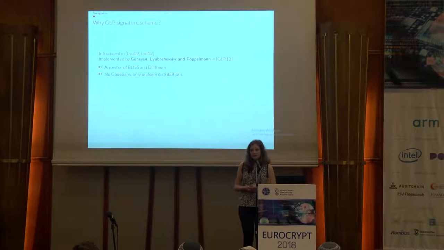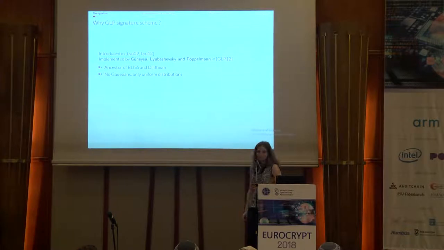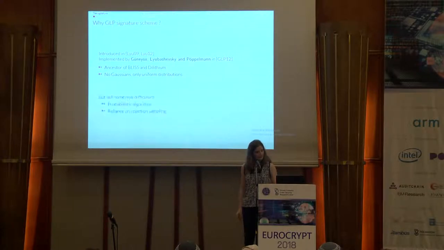Masking Gaussians can be a challenge because the sum of discrete Gaussians is not a discrete Gaussian. So as a first step, targeting a scheme which used only uniform distributions was a good idea. But still, there were some difficulties that didn't appear before. This scheme is a probabilistic algorithm, and it also relies on rejection sampling, which is a new feature, so we had to introduce new techniques for that.